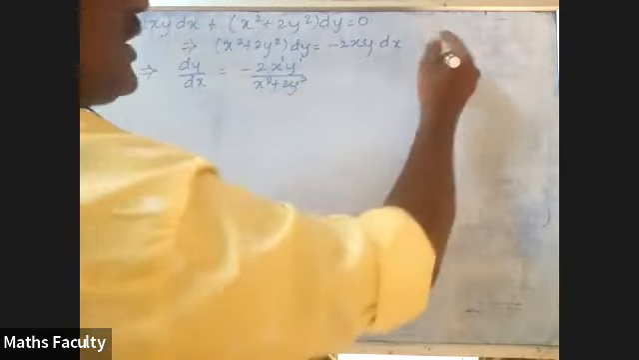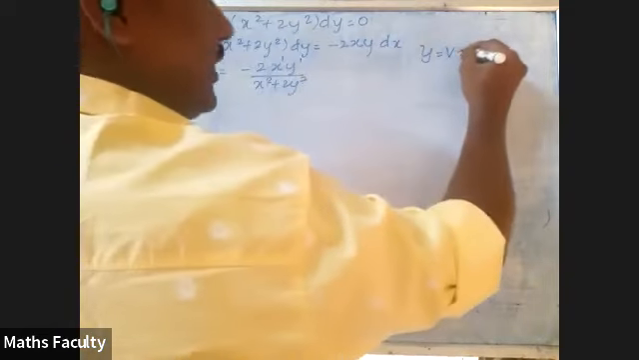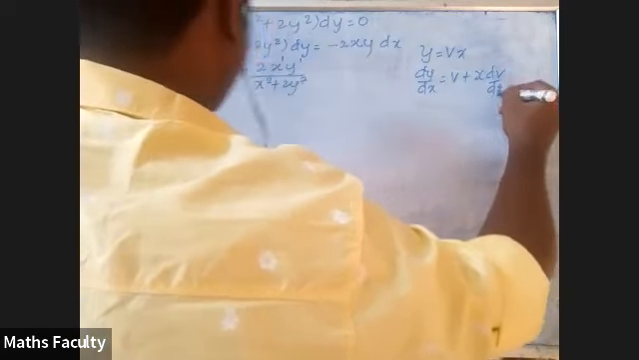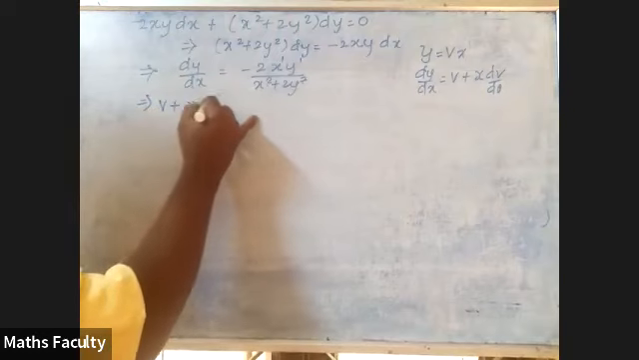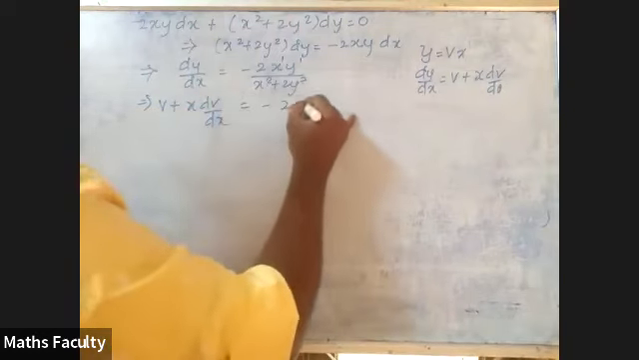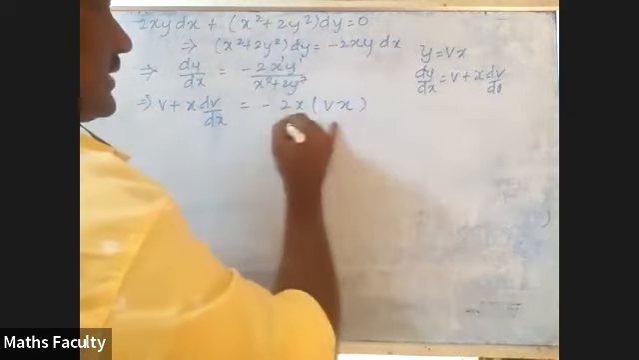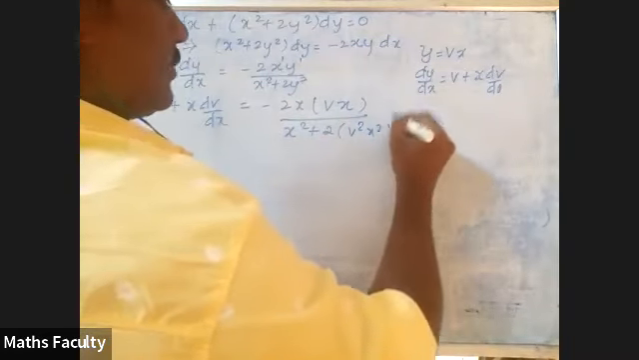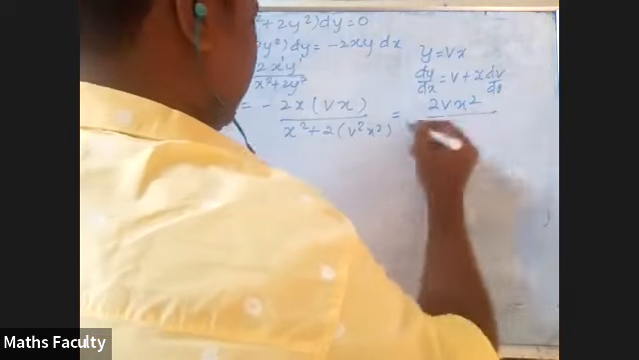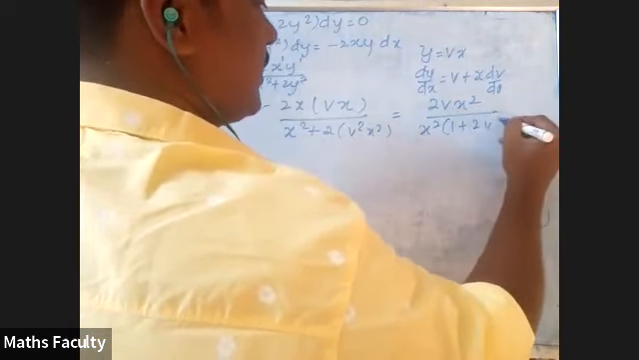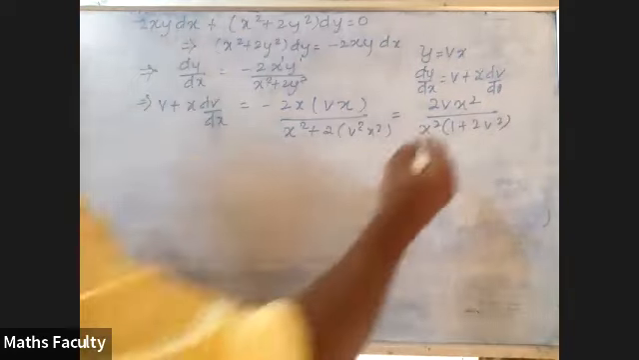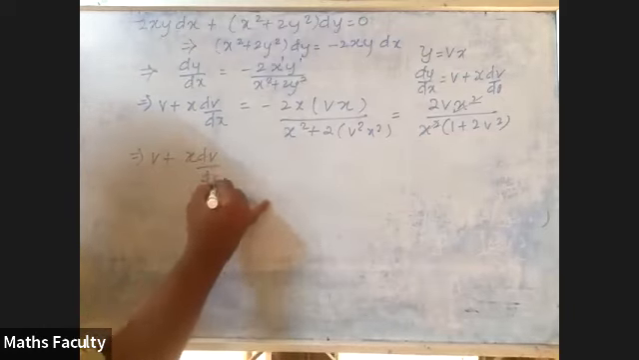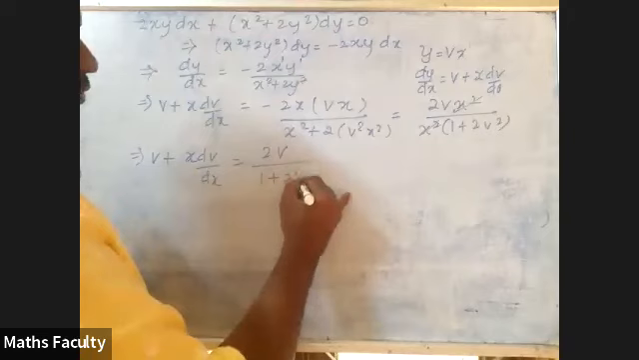Now I can use the substitution method. y is equals to vx. Then dy by dx is equals to v plus x dv by dx. Now I can write v plus x dv by dx is equals to minus 2x into y, where y is vx, divided by x square plus 2 into y square, which is equals to minus 2vx square divided by, taking x square common, x square into (1 plus 2v square). So I can cancel x squared. Therefore, v plus x dv by dx is equals to minus 2v divided by 1 plus 2v squared.